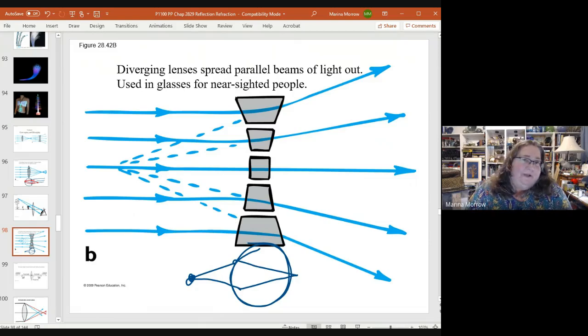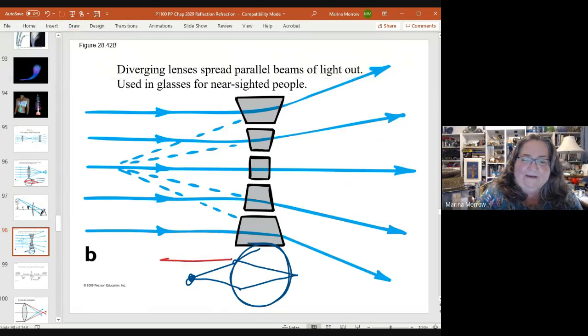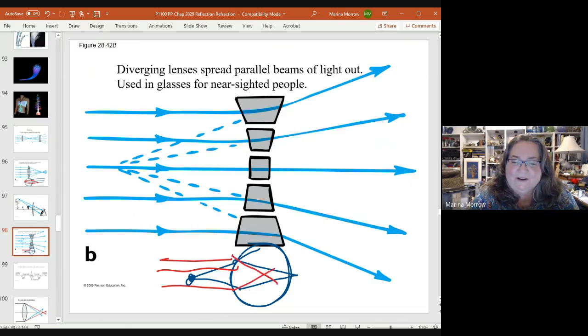But what they're horrible at is taking light that is from far away, so parallel beams of light that are coming in. And those parallel beams of light, their lens focuses it too much. And so it ends up focusing before it hits the back of the eyeball. So this can actually happen for people who have long eyeballs.